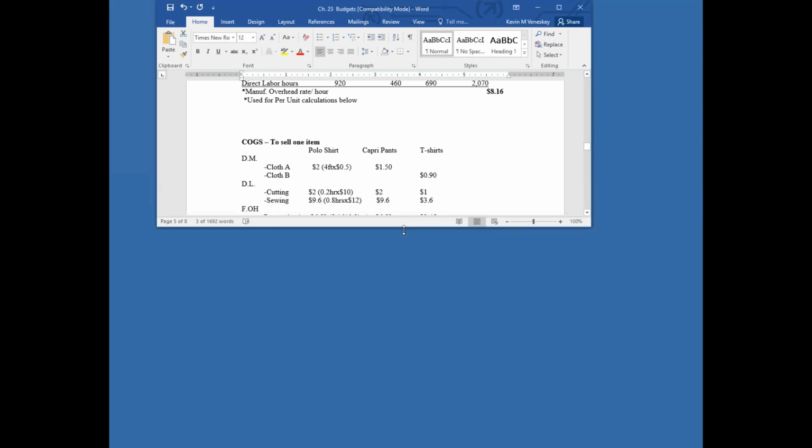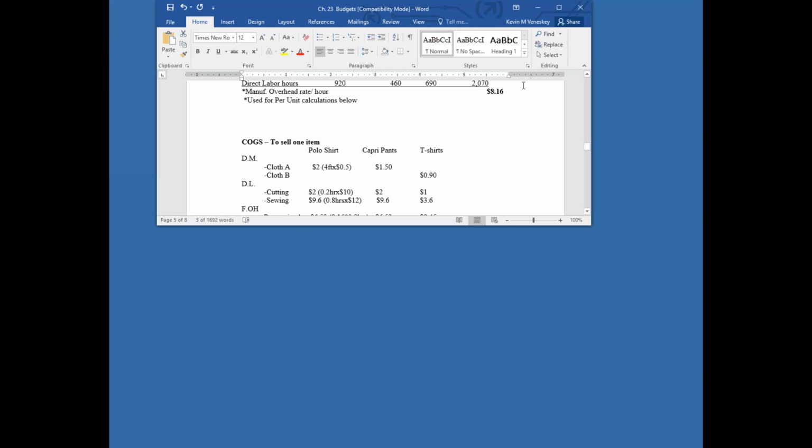All right, for the sewing, this is what you should have gotten. $9.60. Since the capri and the polo are the same, they are going to have the same cost as well. The t-shirt, remember that was only 3/10 of an hour, so that's why it's a lot less. Still the same charge per hour though, 12 bucks an hour.